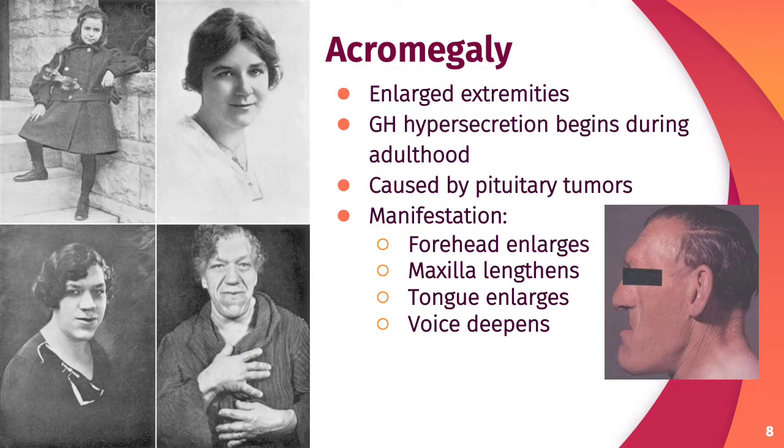Another hyperfunction of the anterior pituitary gland, specifically with growth hormone, is acromegaly. Acromegaly is a bit different from gigantism because with this condition, growth hormone hypersecretion begins during adulthood. Acromegaly literally means enlarged extremities. It is commonly caused by pituitary tumors, and its manifestations are forehead enlargement, the maxilla lengthens, there is tongue enlargement as well, and the voice deepens.